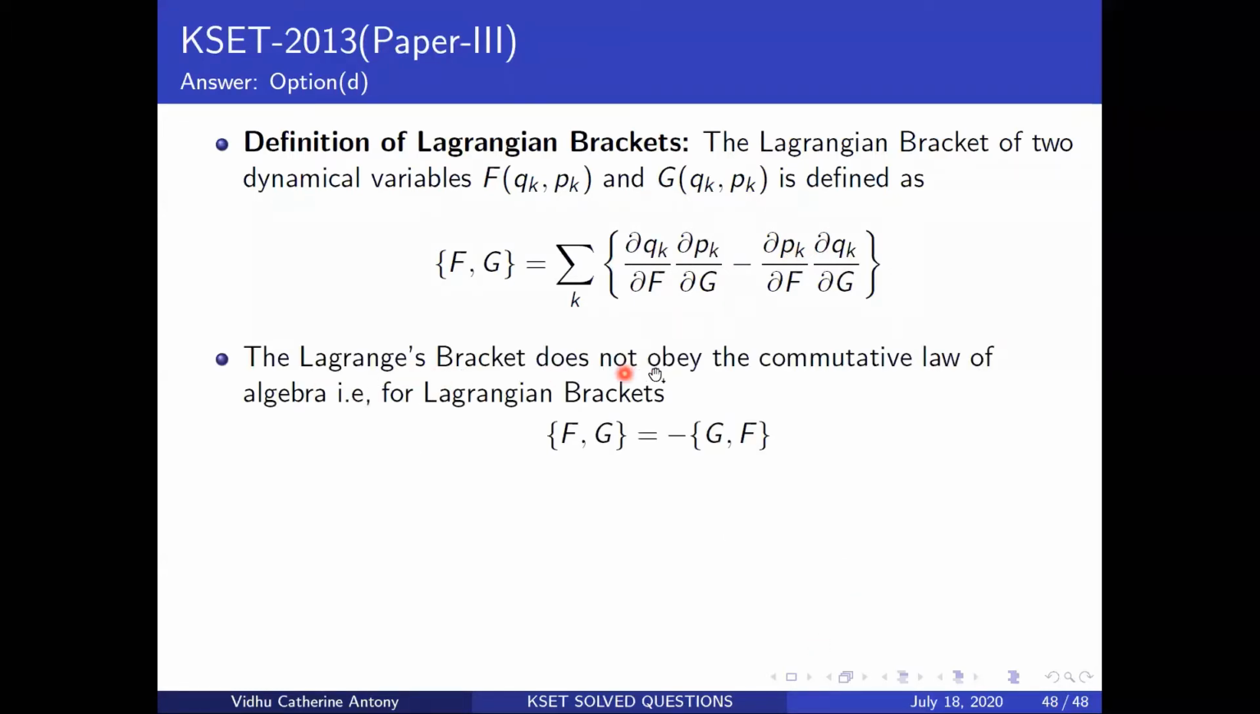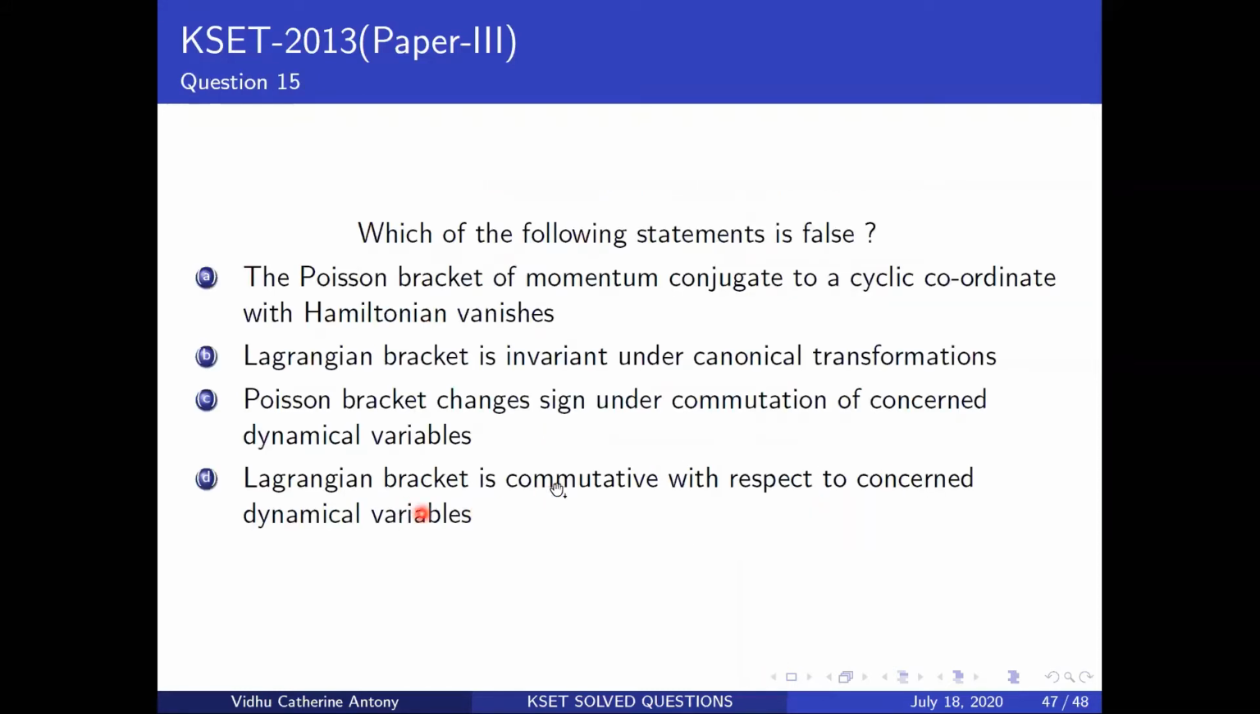Now, the Lagrangian bracket does not obey the commutative law for algebra, not for your Lagrangian brackets. Okay, so you're getting an inverse here, so you automatically know that's your option D. Commutative with respect to the concerned dynamical variables, it's not commutative, and they've asked which of the following statements is false. Okay, so you know it's option D automatically. Now let's just look into the other options that you have.